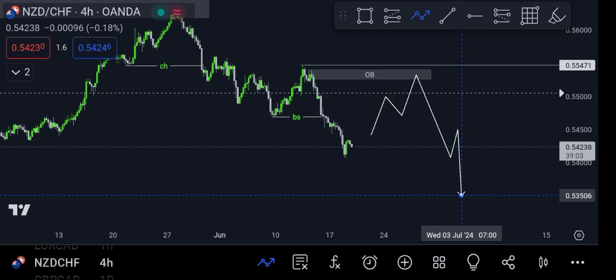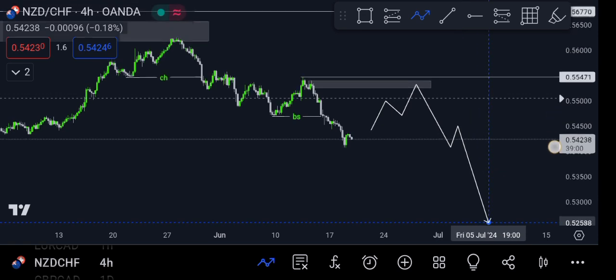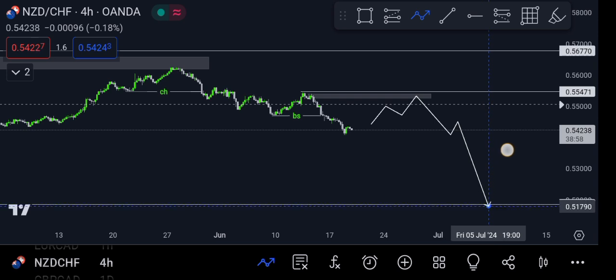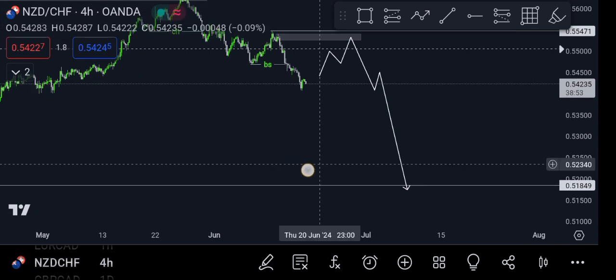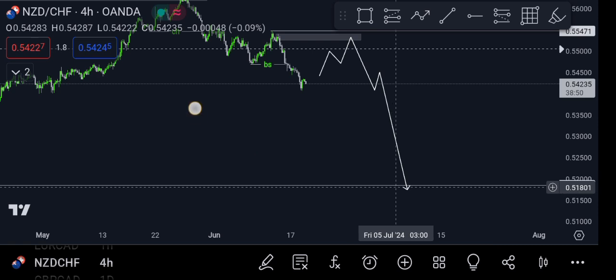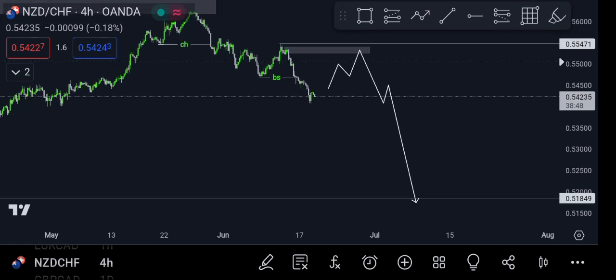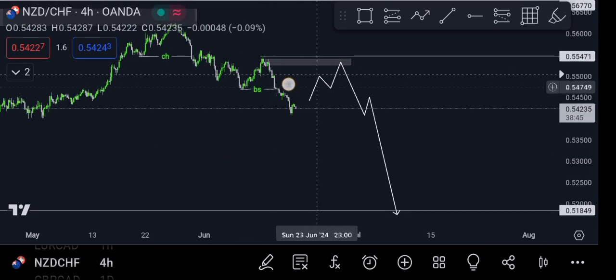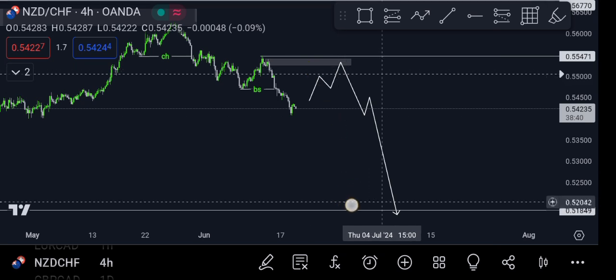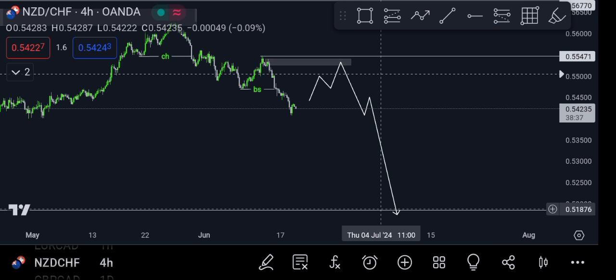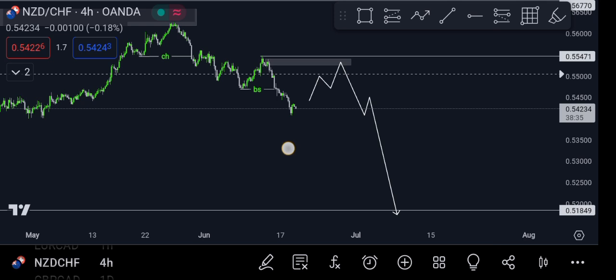We'll be targeting this as our first target here. The first 4 hour low will be our target, and then our full take profit will be this daily low here, guys. This will be our full take profit down below here. Imagine getting an entry above here and then holding your trade all the way to this daily low, guys. We will make a lot of profit with this trade. If this trade plays out, we'll make a lot of money.